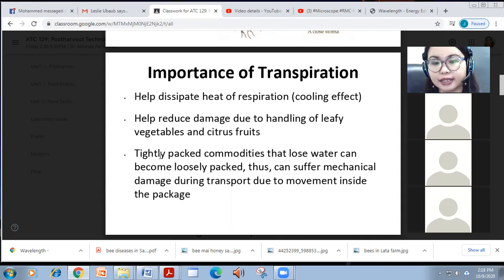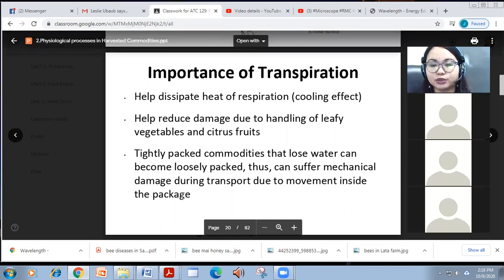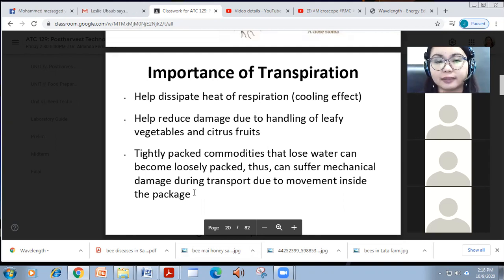So sometimes it can be harmful for the shelf life, but its main function is just to extend the shelf life. Tightly packed commodities that lose water can become loosely packed, and thus can suffer mechanical damage during transport due to movement inside the package.